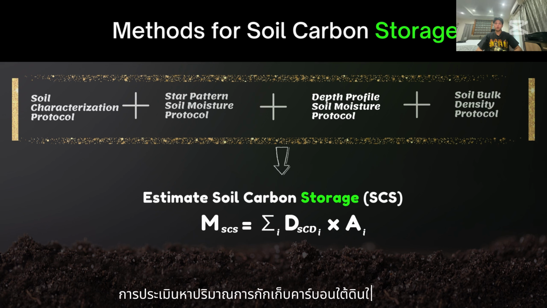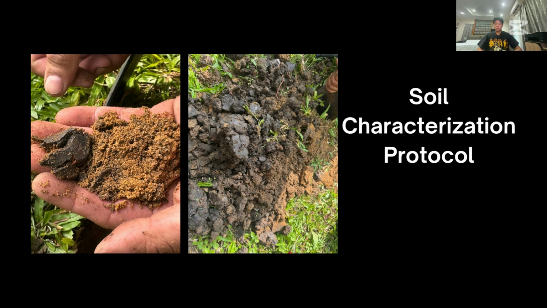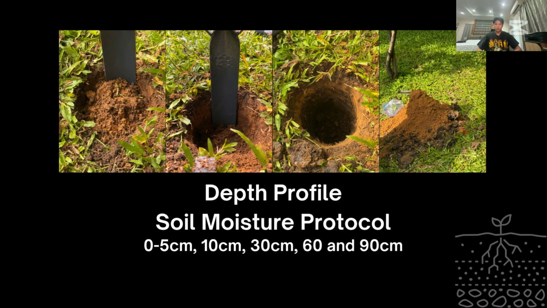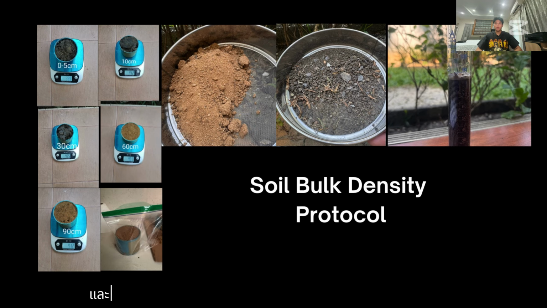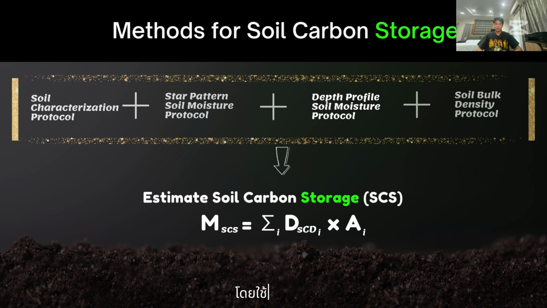Four methods for soil carbon storage. First, soil characterization protocol, star soil moisture protocol, depth profile soil moisture protocol, and soil bulk density protocol. Then you estimate soil carbon storage, which is known as SCS, with this equation.